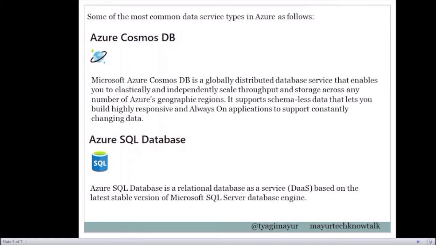Second, we have Azure SQL Database. Well, it is based on the latest stable version of the Microsoft SQL Server database engine. SQL Database is a high performance, reliable, fully managed and secure database that you can use to build data-driven applications and websites in the programming language of your choice without needing to manage the infrastructure.